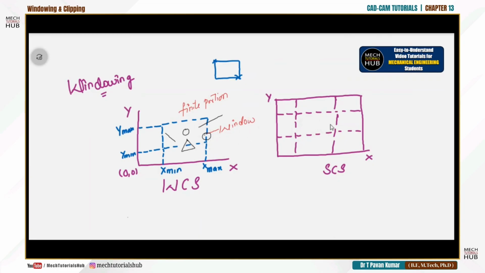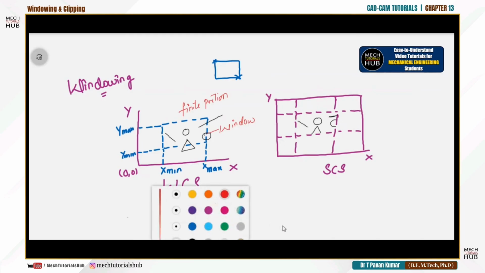So when the same finite portion is projected on the screen coordinates, the entities that got selected are going to be visible in this way. The line which is completely inside is visible to us, the circle which is completely inside is visible to us, and the triangle which is partially in is visible, and the circle which is partially in is visible, and the line which is partially in is visible. All others are completely outside. So this portion is not visible to us. This portion is also not visible on the screen coordinates. This portion is also not visible.